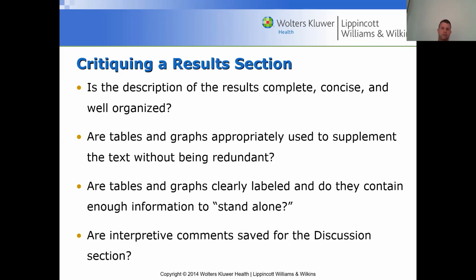Okay. Are interpretive comments saved for the discussion section? Okay, and again, be careful with the comments in the discussion, right? Don't say that something happened that didn't happen. Don't say that this proves something that it didn't prove, right? It needs to be, from what we got here and the statistical results that we saw, this is what happened in this particular study.